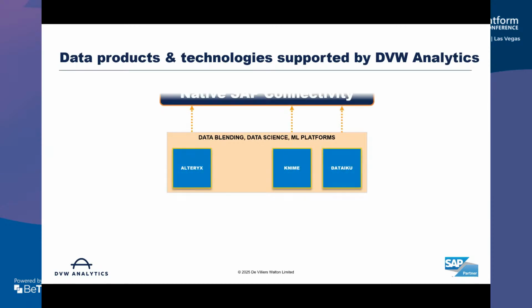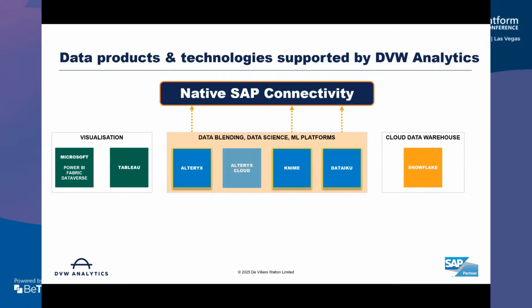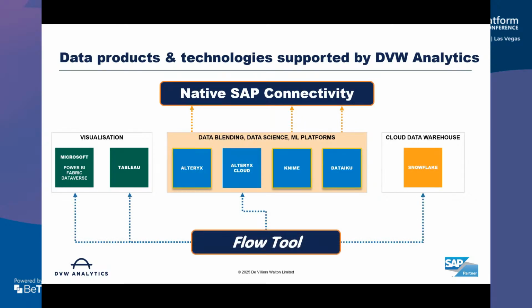Now, a little bit of history about DVW, just to give you some background. We started off working with the Alteryx platform, and quickly moved into KNIME and Dataiku. These are data science, data blending platforms, and in these platforms we have native tools, native connectivity to SAP, both to read and to write data back into there. But we saw very quickly that there was a need for something else, something where the platform needed more flexibility.